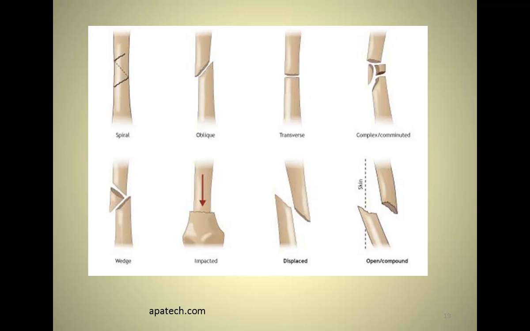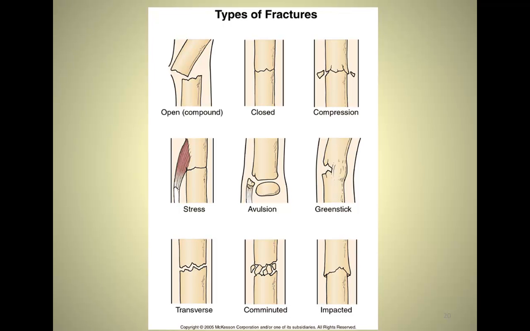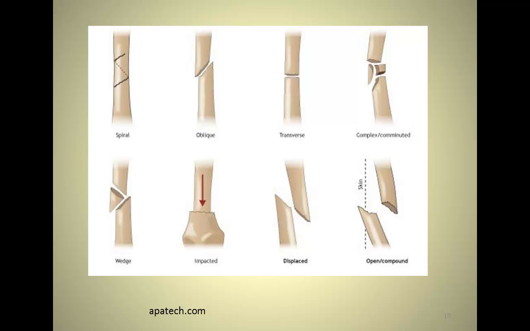It's a complete break. These are all displaced. This is an open compound where you're going through the skin. This is a complex comminuted where you've got a bunch of different pieces. Here's impacted. See where it's shoved right up inside? Here's comminuted where these are all just crushed, a bunch of different pieces. Greenstick is incomplete. Sometimes you'll see a spiral. Was there a spiral in here somewhere? Right here. See where it kind of wraps around the bone?